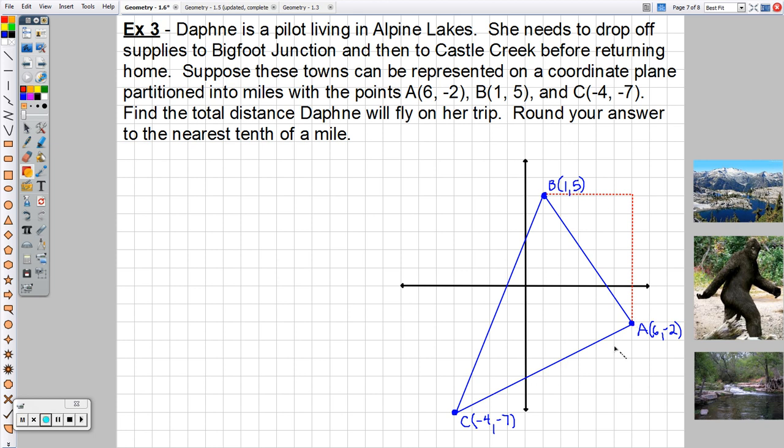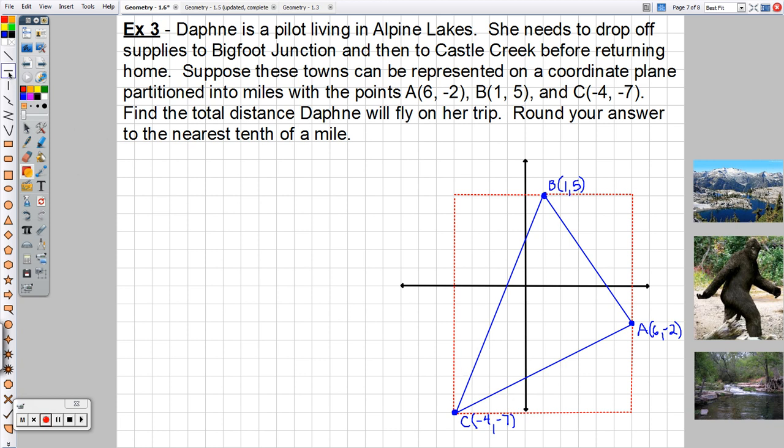That would let me figure out the length of AB. I've got another right triangle down here. This would let me figure out the length of AC. And finally, I've got a third right triangle right here. This would allow me to figure out the length of CB or BC.